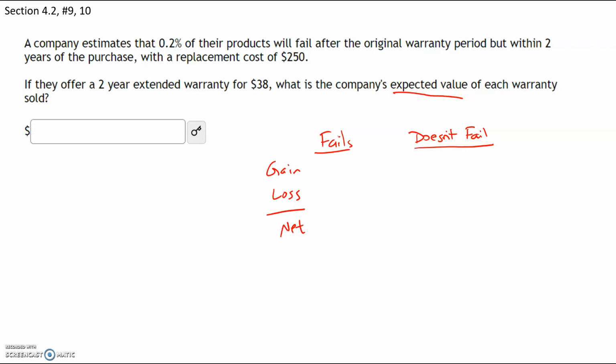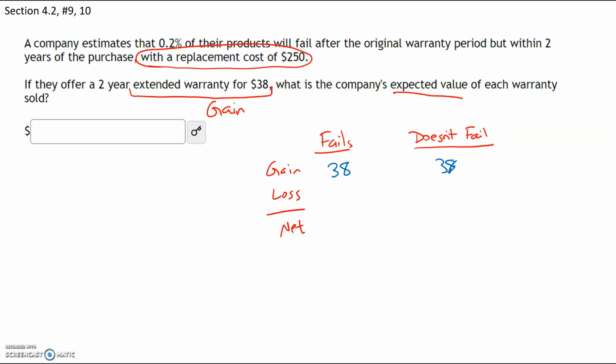Okay, so a company estimates that 0.2% of their products fail. We'll use that 0.2% later, with a replacement cost of $250. So here's what it means. If the product fails, then the company has to pay out $250 to the consumer. Now it says they offer an extended warranty for $38. So the cost of the warranty, this is what the consumer pays. So this is always going to be the gain for the company. Whether the product fails or doesn't fail, the company is still getting $38 from all of these customers who bought the warranty. So the gain is going to be $38, whether the product fails or doesn't fail.